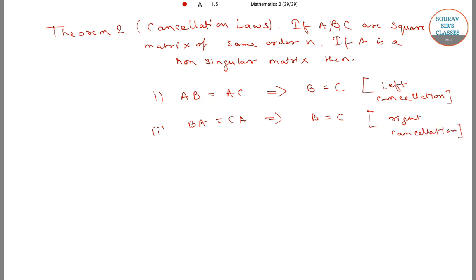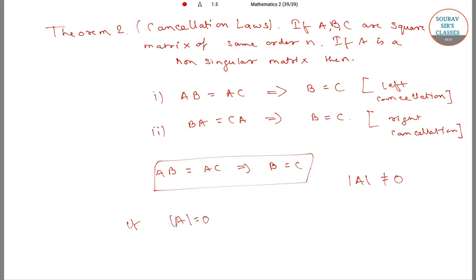Note that AB = AC will imply that B = C only when |A| is not equal to 0. And if |A| = 0, then there may exist cases where AB = AC, but B is not equal to C.